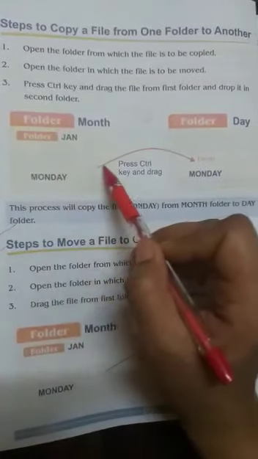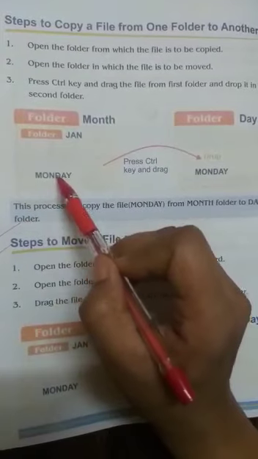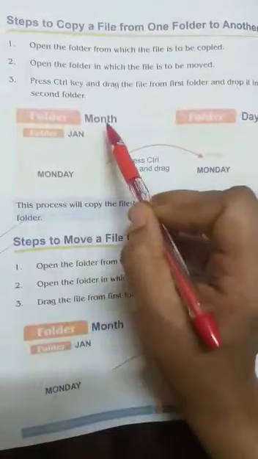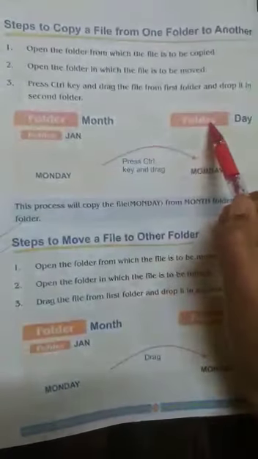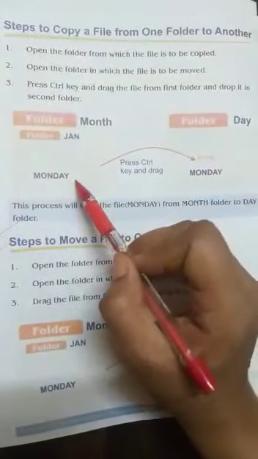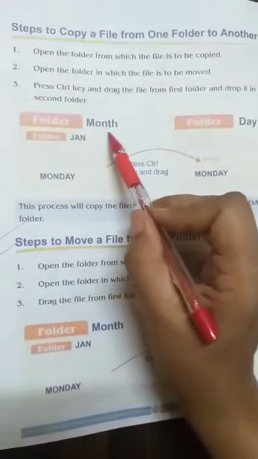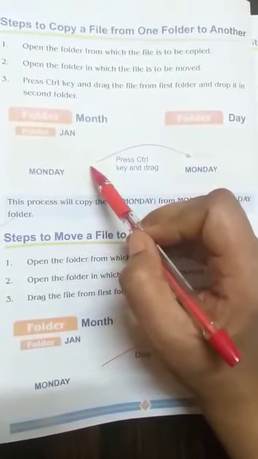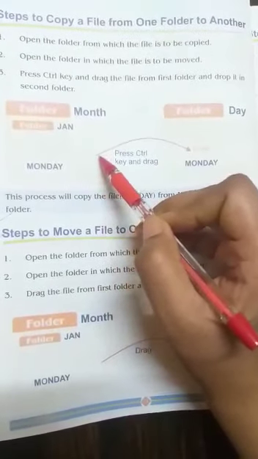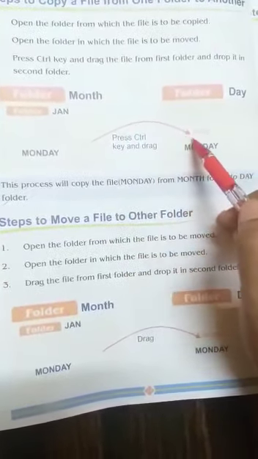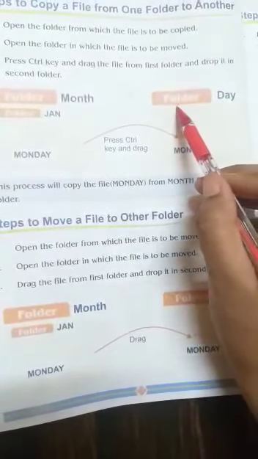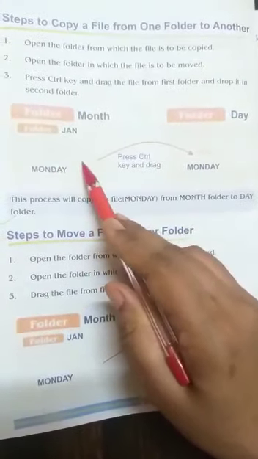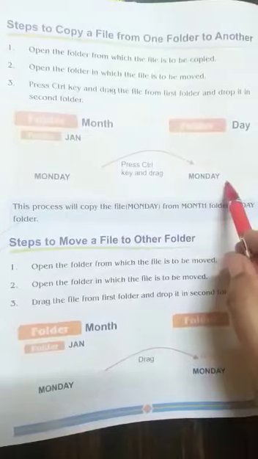Now you have a file named Monday, and you have to copy this Monday file from the folder month to the folder day. So now you have to open the folder month, and then you will press the Ctrl key and drag this file from this folder and then drop it into the folder day. And now your file will be copied from the month folder to the day folder.